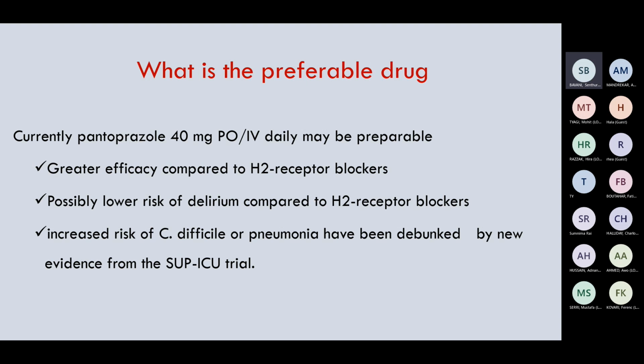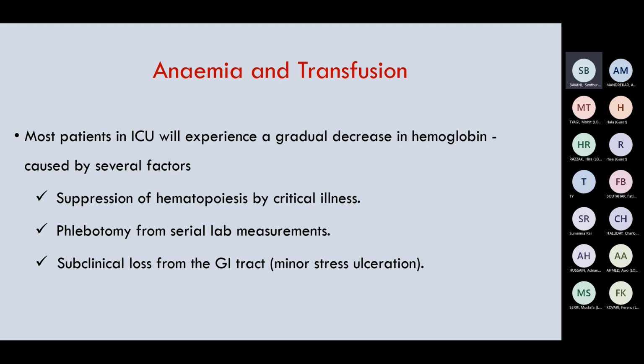What is the preferable drug we can give? Currently, we are using pantoprazole 40 milligrams orally or IV. Why is it superior to H2 receptor blockers? Because it has greater efficacy compared to H2 receptor blockers, and possibly a lower risk of delirium. Initially, it was thought to increase the risk of Clostridium difficile and pneumonia, but after the new evidence from the SUP-ICU trial, the risk is less. It shows it can be used here.